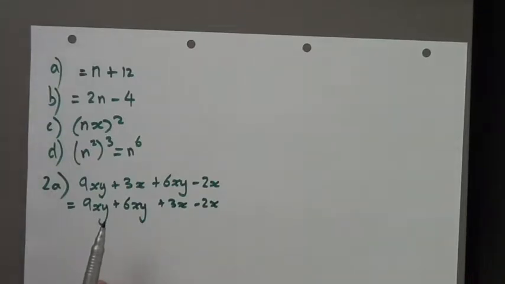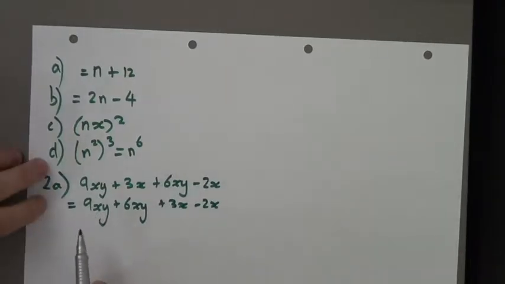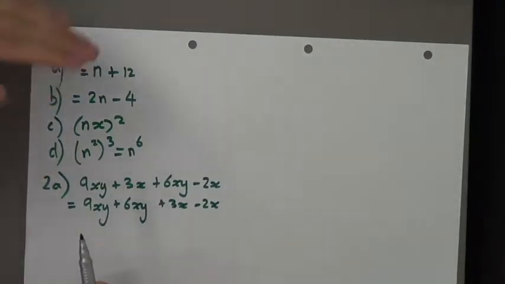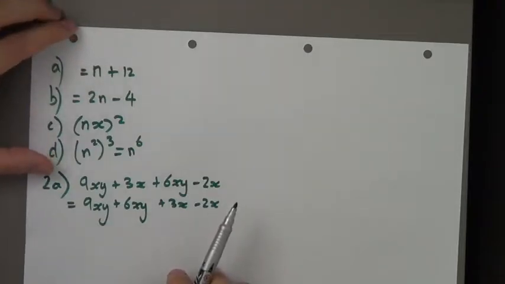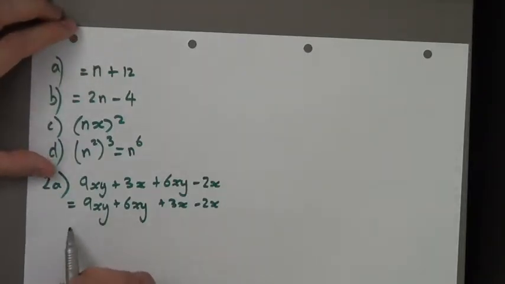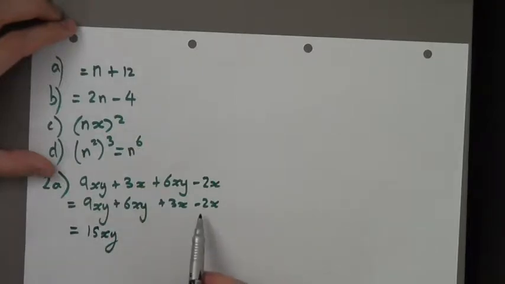And obviously in maths, it doesn't really matter what order you add things in, unless you've got multiplication or division in it. But because these are pluses or minuses, the order doesn't matter. So anyway, this becomes 15xy, and then 3 minus 2 is 1, so this is plus x, so there's an invisible 1 there.